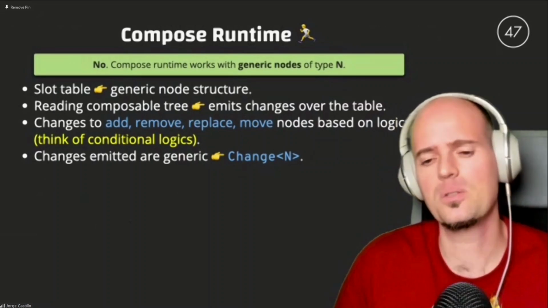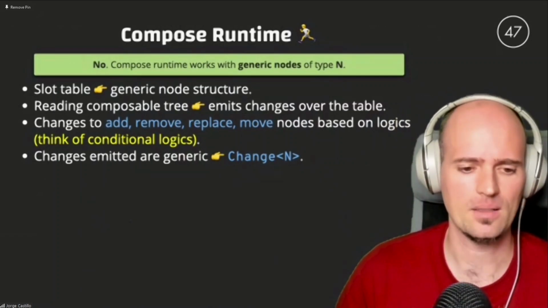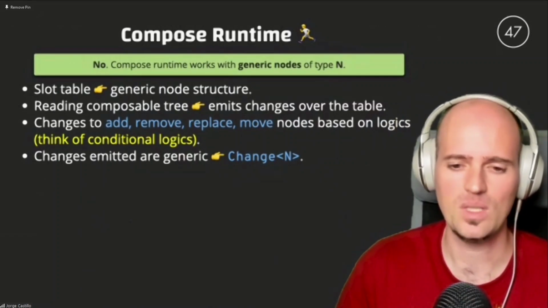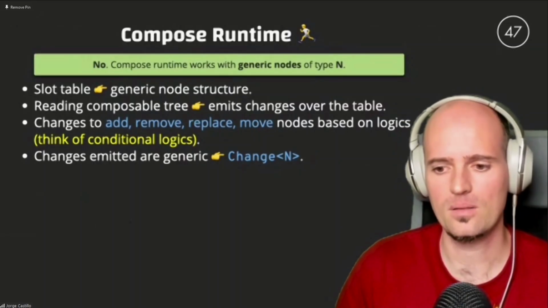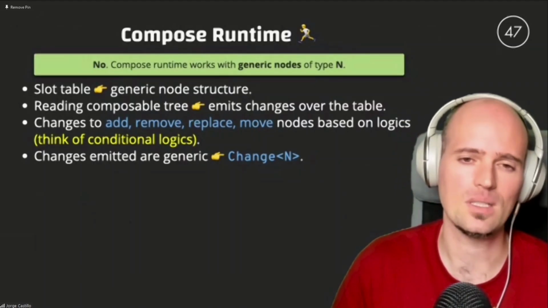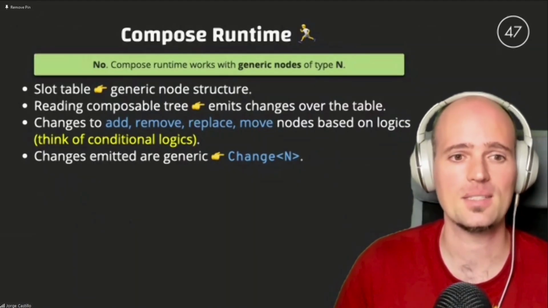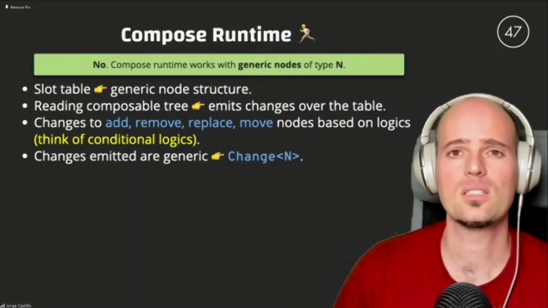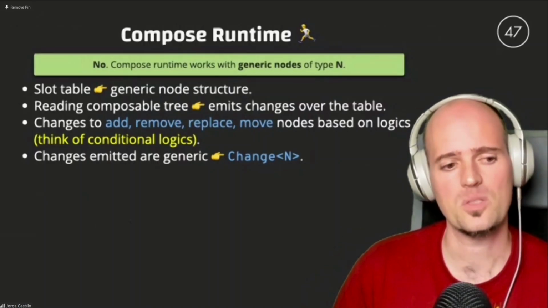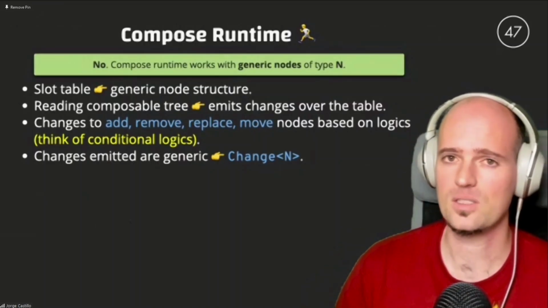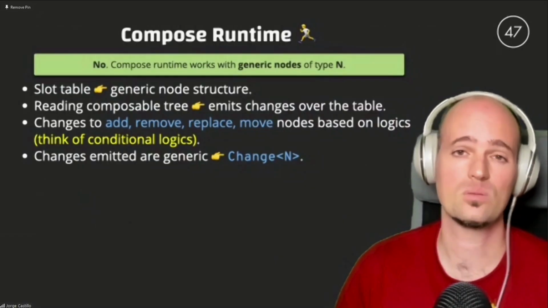Right, so when you create a layout, or when you call a composable function, that doesn't really store a final UI element on the table or anything like that. What it does is emit a change to the slot table. So it's more like a description of an effect that is waiting to be interpreted.